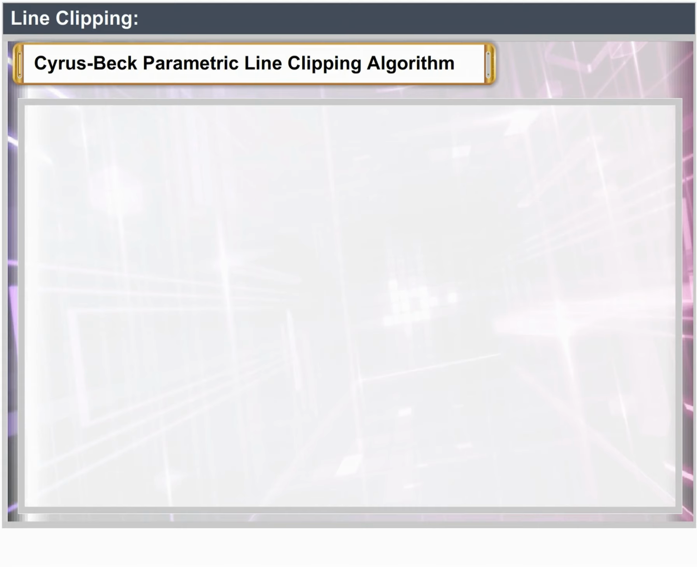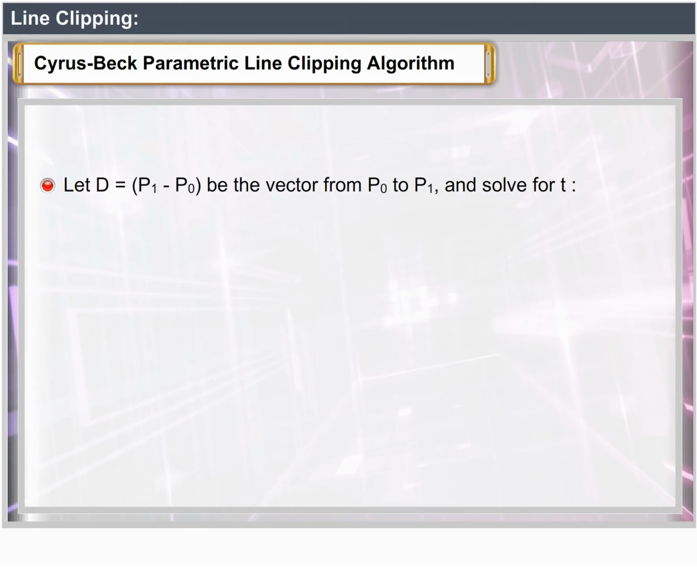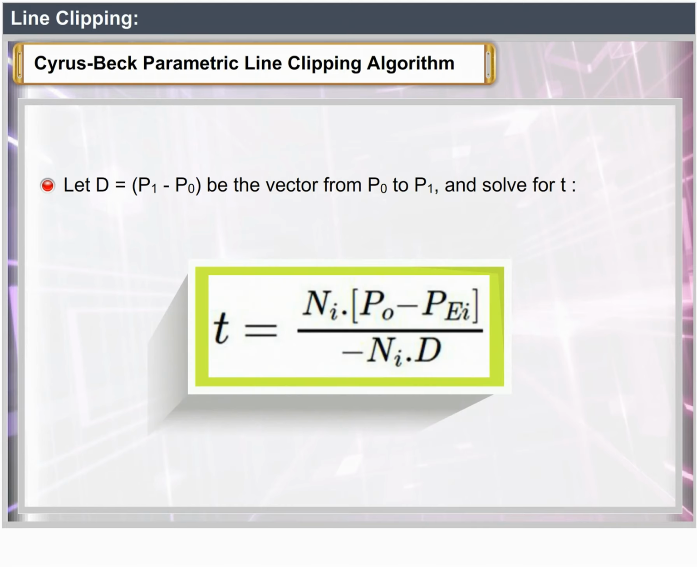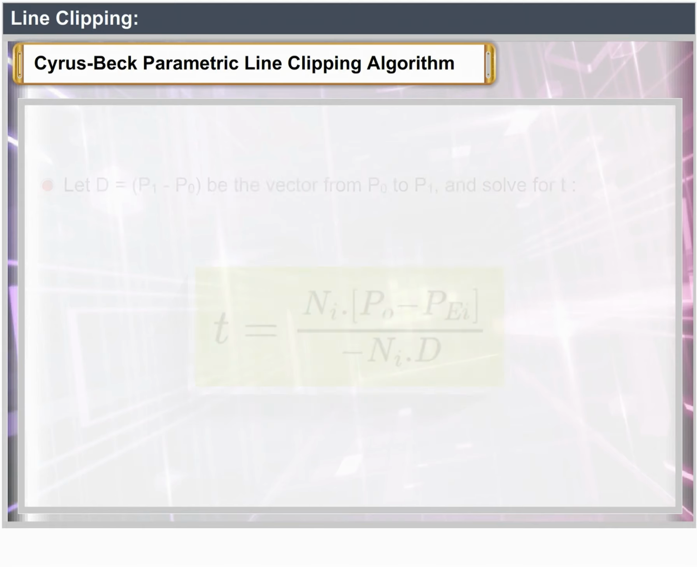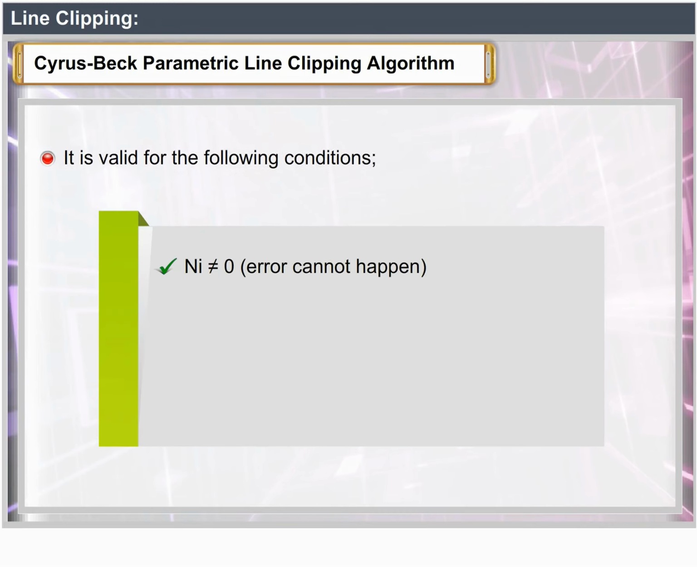Next, group terms and distribute the dot product: Ni · (P0 minus PEi) plus Ni · t(P1 minus P0) equals 0. Let d equals P1 minus P0 be the vector from P0 to P1 and solve for t. t equals Ni · (P0 minus PEi) over minus Ni · d. It is valid for the following conditions. Ni not equal to 0, error cannot happen. d not equal to 0, P1 is not equal to P0. Ni · d not equal to 0, P0P1 is not parallel to Ei.